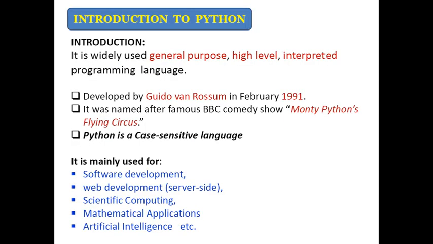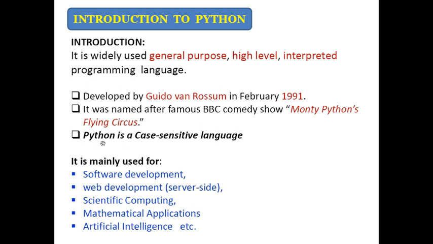Now, what is Python? It is a general purpose, high level, interpreted programming language. It was developed by Guido van Rossum, a scientist of Switzerland, in the year 1991. Do you know how it got its name? It was named after the BBC comedy show Monty Python's Flying Circus. Normally Python means a snake or anaconda like things, but this is not the case. From a circus it has got its name.